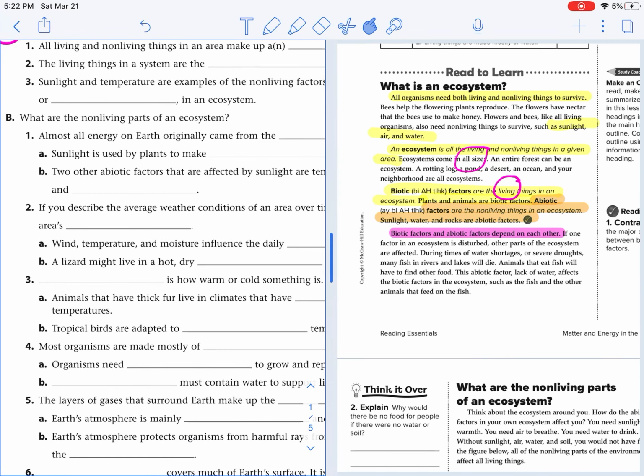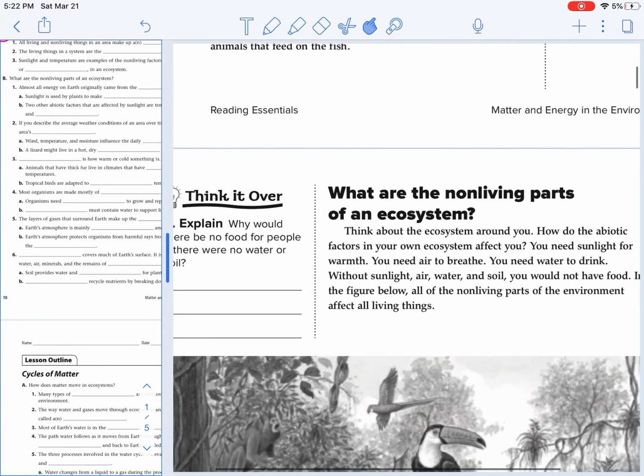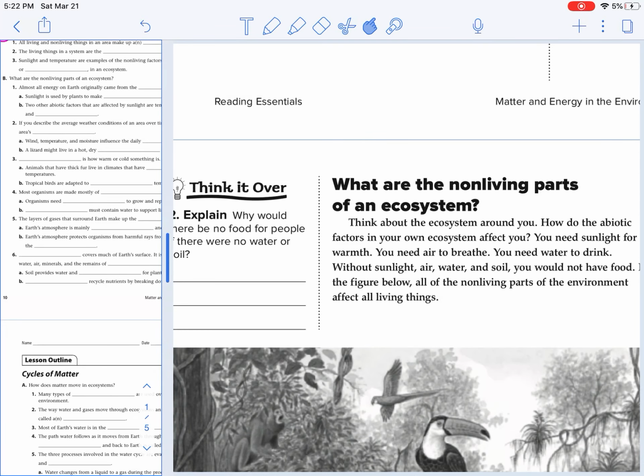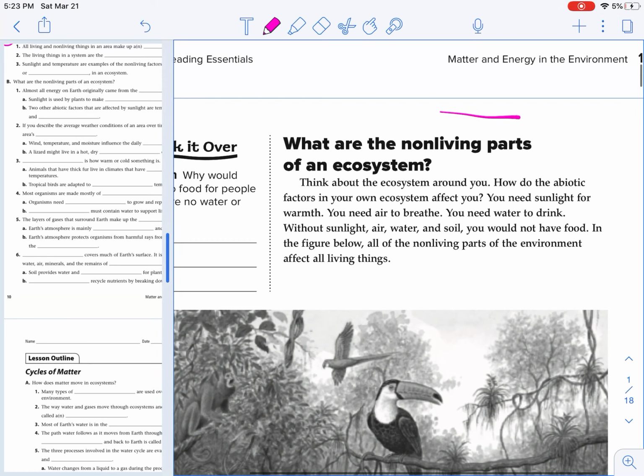Okay, so what are the non-living parts of an ecosystem? So I'm going to scoot this over, scoot this up. Okay, so now we are on this section here. What are the non-living parts of an ecosystem? Think about the ecosystem around you.